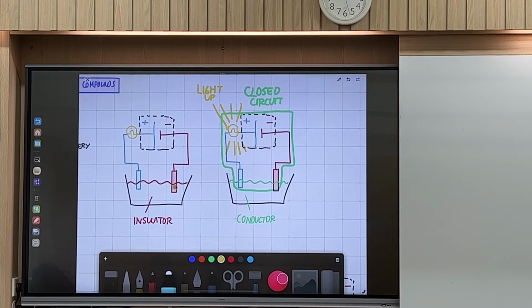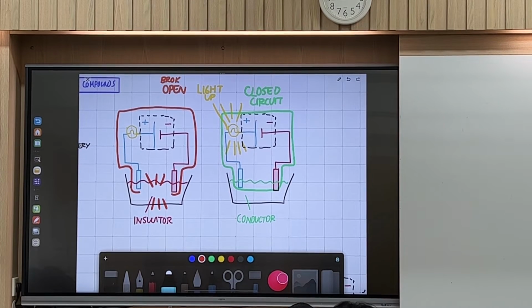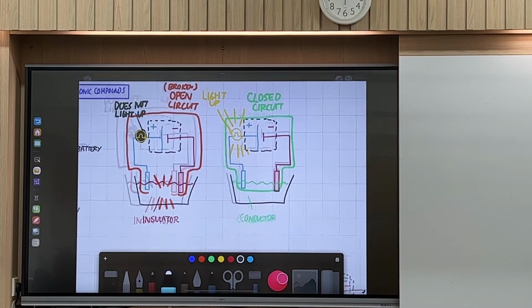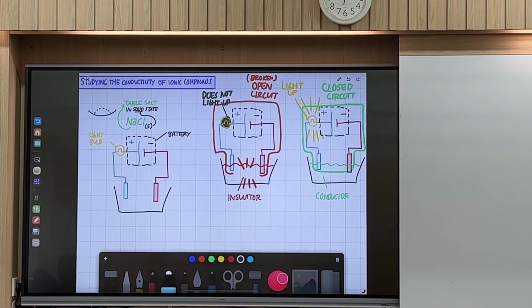But if you put an insulator, it means it does not conduct electricity. So there will be a broken circuit you see here. This is not connected end to end. You see it's broken in here. So this is an open circuit, we say, or you can call it a broken circuit. In this case, the light bulb will not light up. And that's it. This is a simple test of the conductivity of substances.